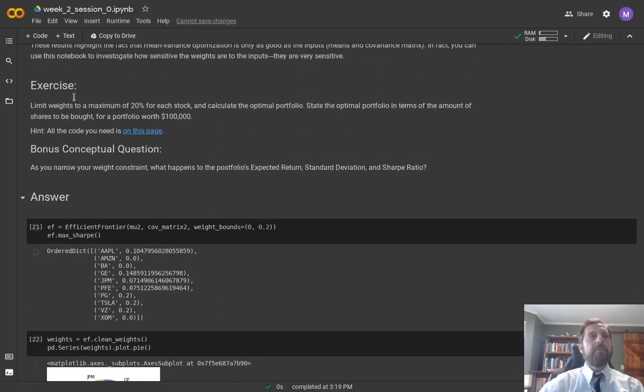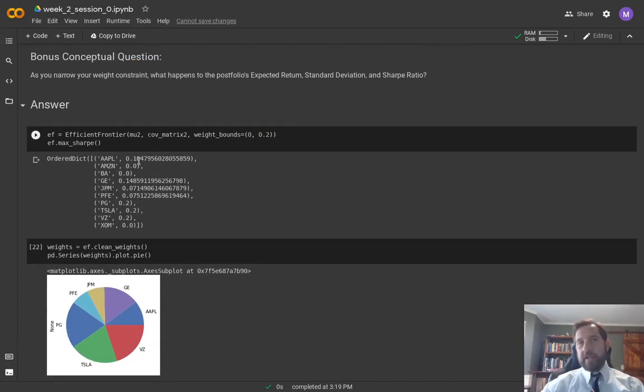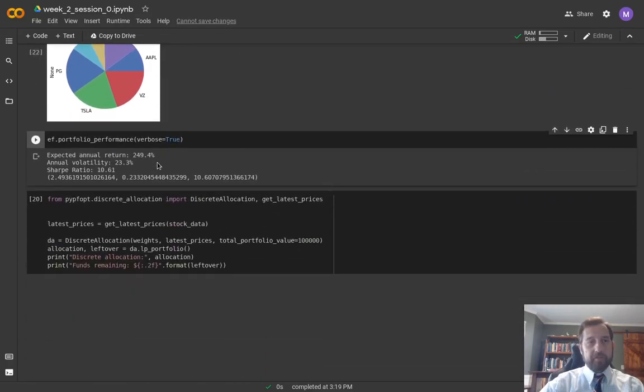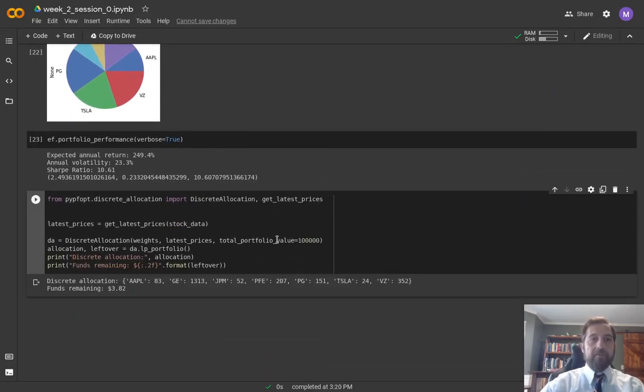The second part of the exercise is to state the optimal portfolio in terms of the number of shares to be bought. If you just have the weights, you still have to calculate roughly how many shares that is. So 10% of your portfolio, let's say it's $100,000, is roughly $10,000. Then you divide 10,000 by the price per share of Apple, and that gives you roughly the number of Apple shares you should buy. But this can do that for us.